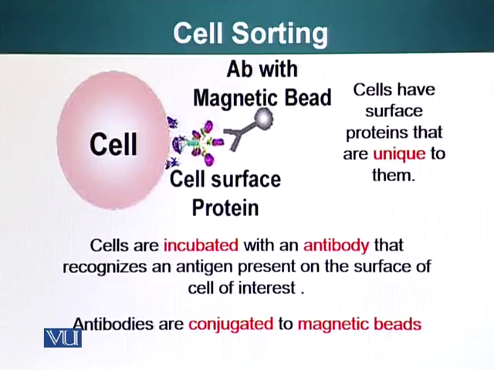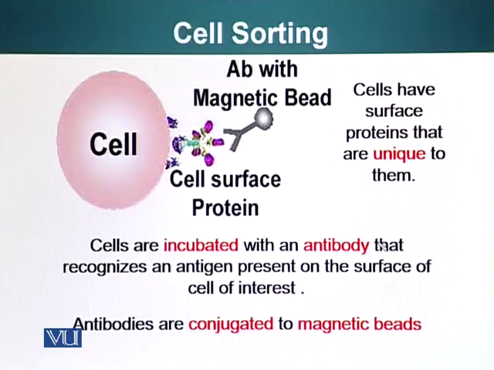Another technique I would like to mention is how you can sort cells. We have talked about how you can have pure cultures by using restrictive media that will allow only certain cell types to survive and other cells will perish. Another way to obtain pure cultures or a single type of cell culture from a source which has many different cells in it, you can use magnetic cell sorting. Basically, the way it works, I'm going to explain it very, very briefly.